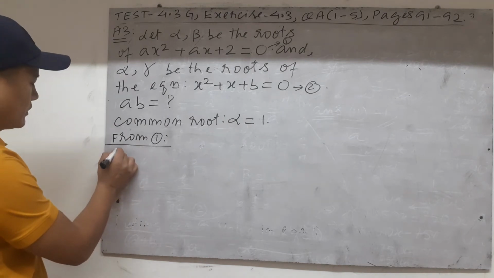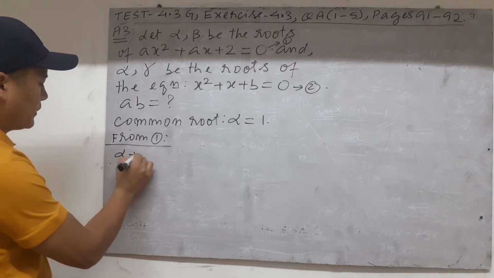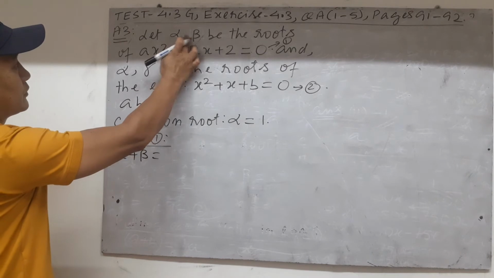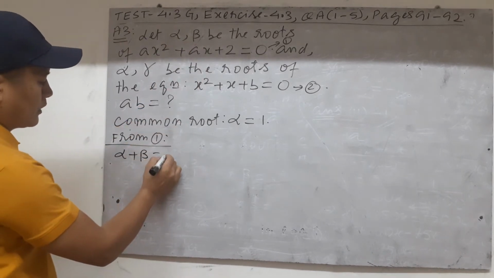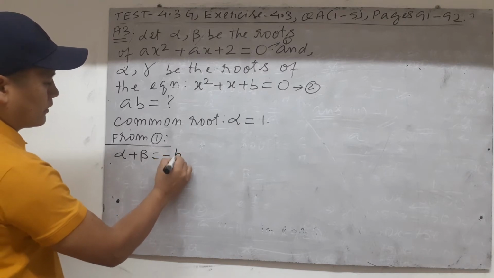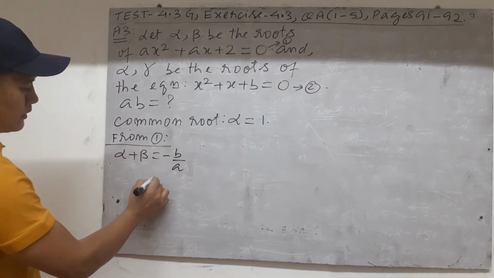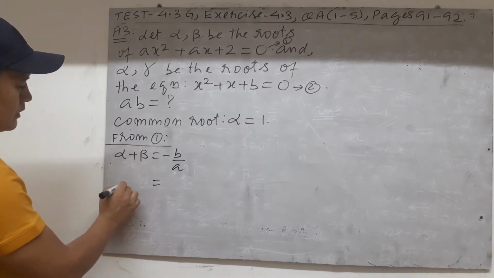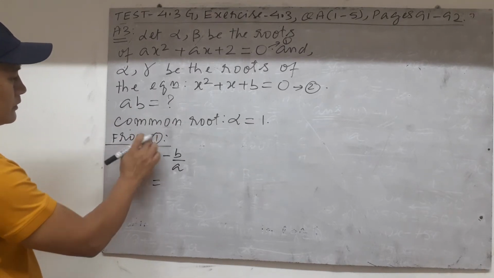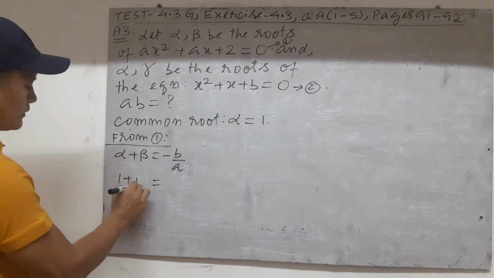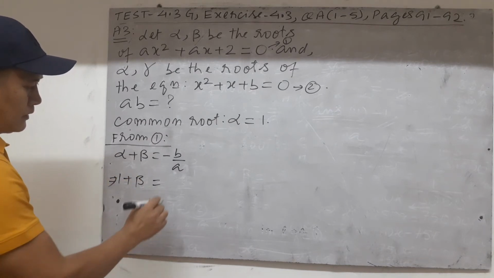So sum of roots alpha plus beta. First equation, the two roots of this: the sum of roots is minus b by a. So that will be equal to, alpha is here given, 1 plus beta is equal to minus b.